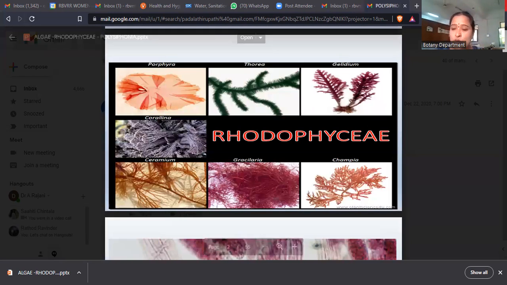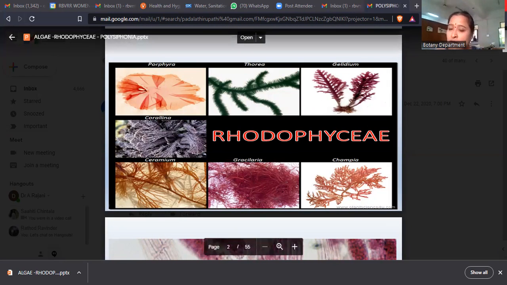Majority of species, you know, only 2 classes are ocean algae. First is the Phaeophyceae member, marine or ocean algae. The second is the Rhodophyceae member. These Rhodophyceae are also marine algae. Few are freshwater. Meaning 95% of algae are found in marine water, and only 5% are found in freshwater.